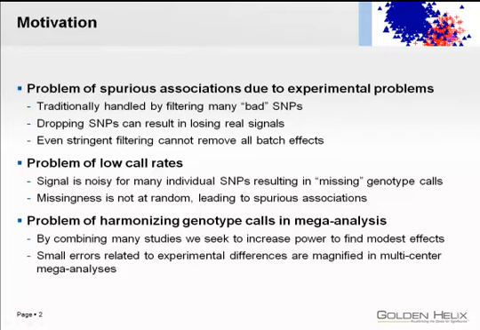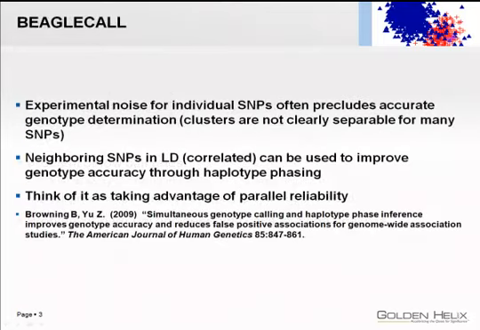effects. So BEAGLECALL, as opposed to BEAGLE, so there's two things. BEAGLECALL is a way to use haplotype phase information to do a better job at calling. And BEAGLE is the actual haplotype phasing. It turns out BEAGLECALL actually is a pre-processing step to BEAGLE, and it runs together. So what BEAGLECALL is all about is dealing with the problem of clusters are not clearly separable. And I'll show some pictures of that.